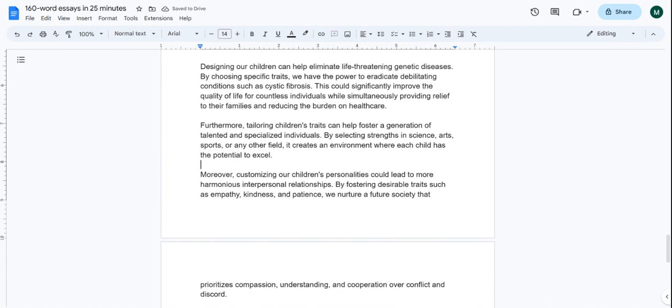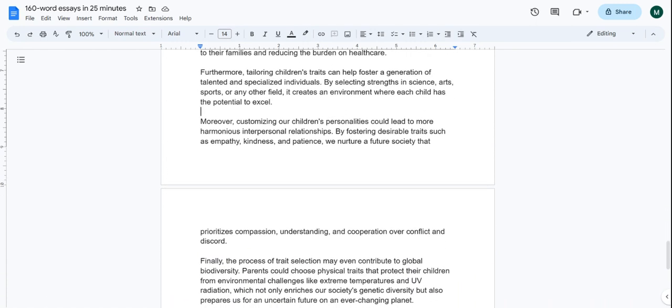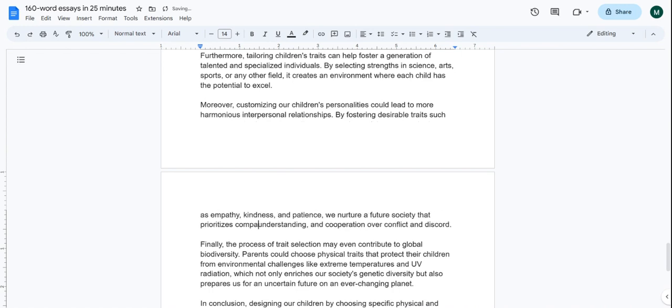And then, moreover, customizing our children's personalities could lead to more harmonious interpersonal relationships by fostering desirable traits and, I think I'm going to go with cooperation and understanding over conflict and discord.